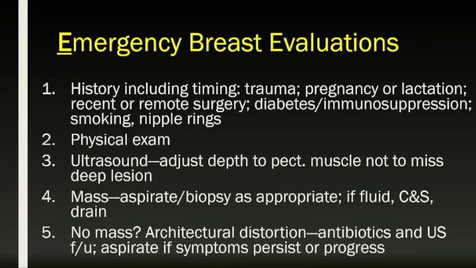How do we evaluate these patients? The history, including timing, is first. When did the trauma occur? What was it? How did it happen? Pregnancy or lactation, and recent or remote surgery. All these histories are what you would take with any patient. Diabetes or immunosuppression, and then some risks of development of inflammatory processes, including abscesses: smoking, and that's a big risk factor, I think it's unrealized, and then piercings, including nipple ring placements.